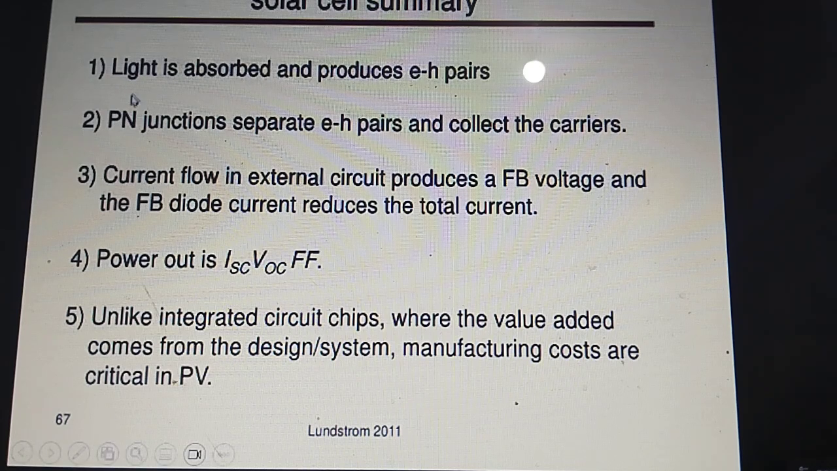Now, solar cell summary: light is absorbed and produces electron hole pairs. The PN junction separates these, because charges in the depletion region separate electron hole pairs, and these carriers are collected or accumulated at the two ends. Current flow in the external circuit produces a forward bias voltage, and forward bias diode current reduces the total current. So the power out is given by this.